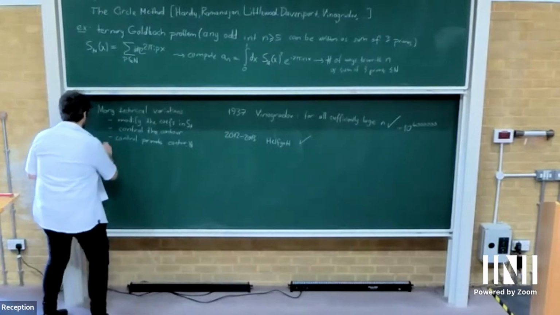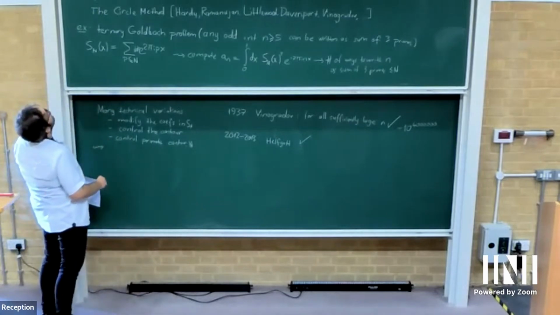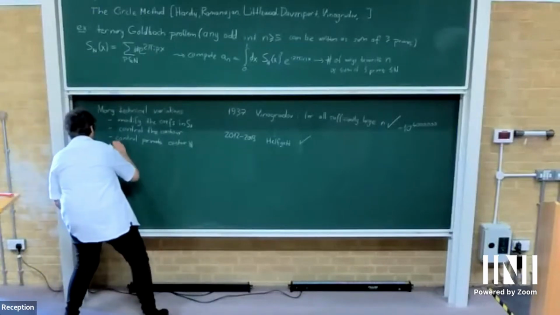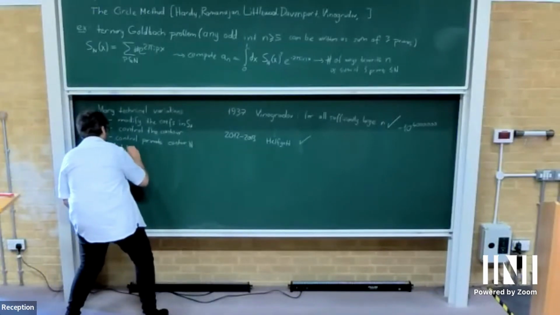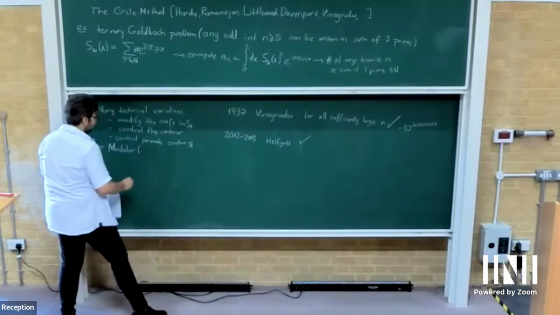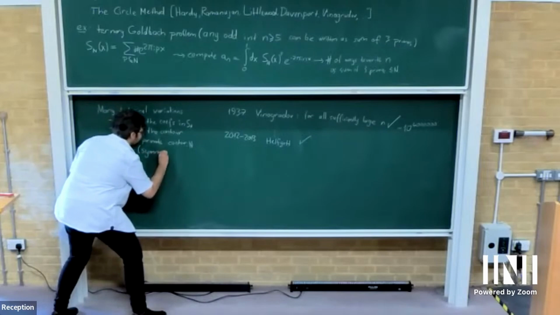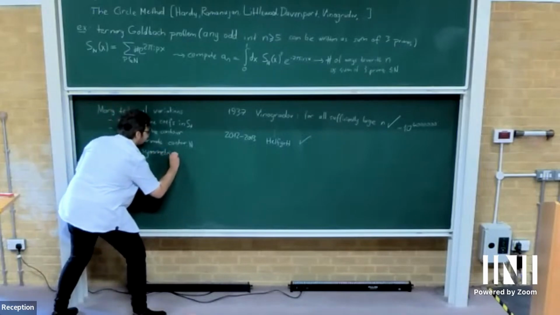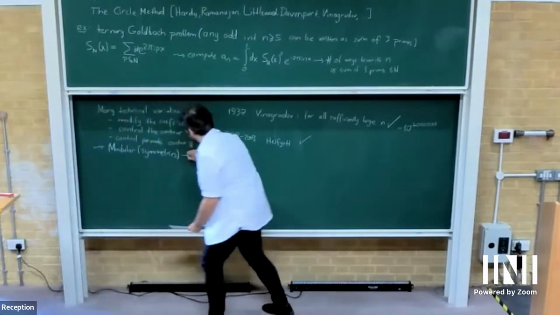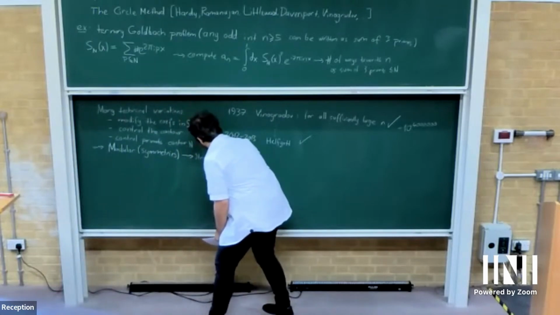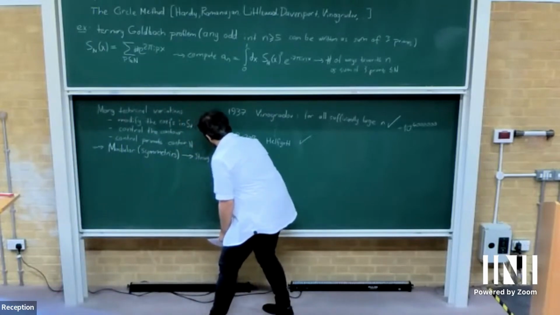For us today, the f of z will not be any function, but it will have some sort of modular properties. So these will provide us a large set of symmetries. And in turn, that leads to strong constraints on the coefficients.